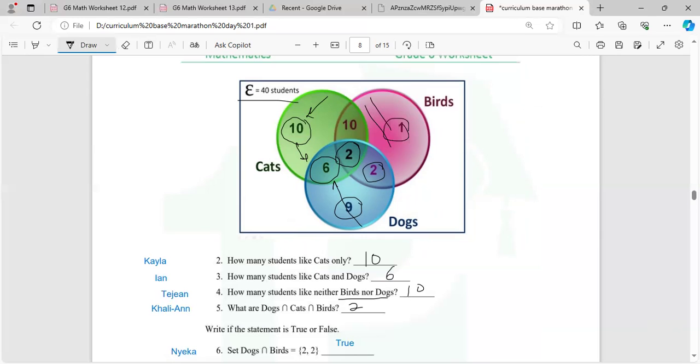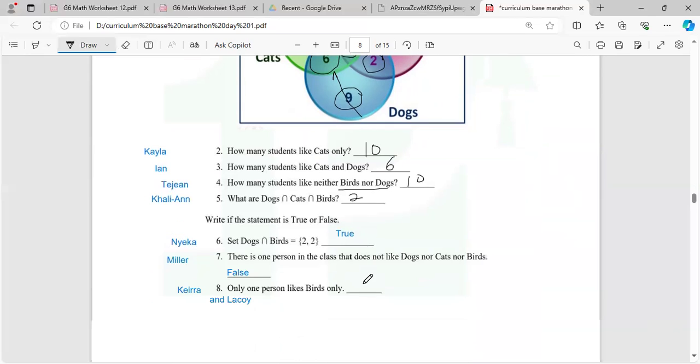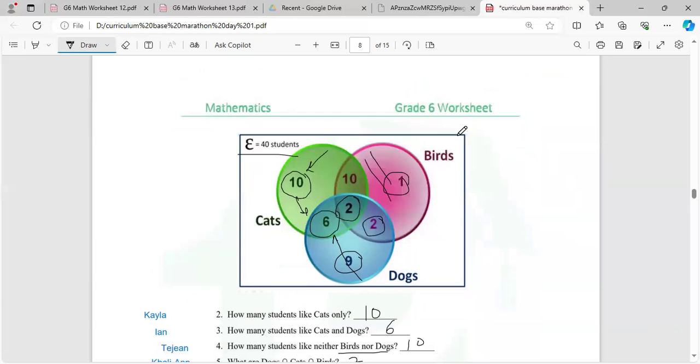Guys, we have about 5 minutes. Let me ask some additional questions based on the Venn diagrams now. How many persons in total like cats? 28, sir. 28. All right, so 10 and 10. 28. And that is right. Cool. Alright. How many persons like birds in total?